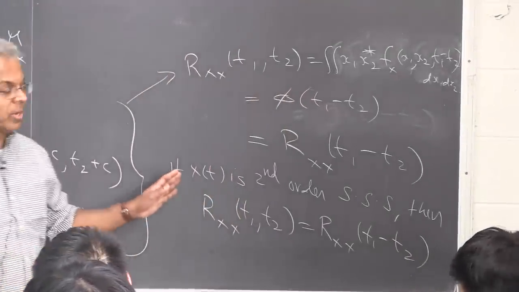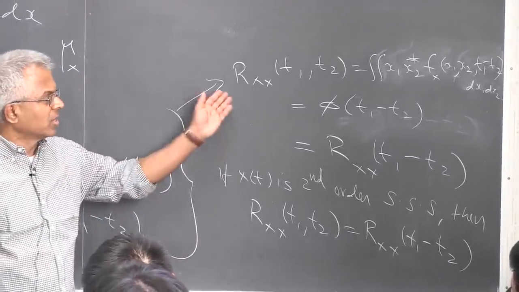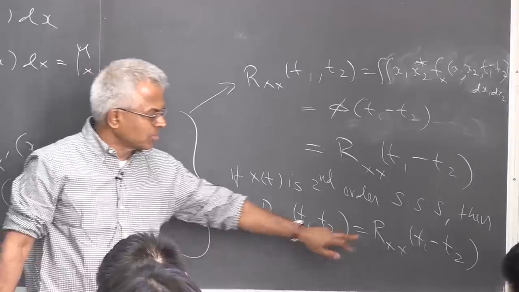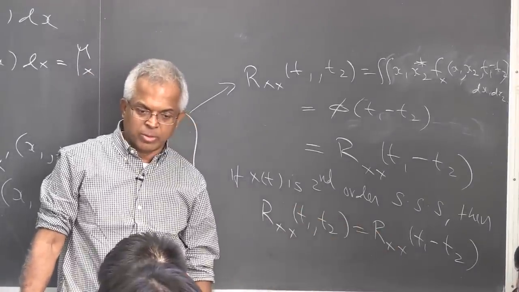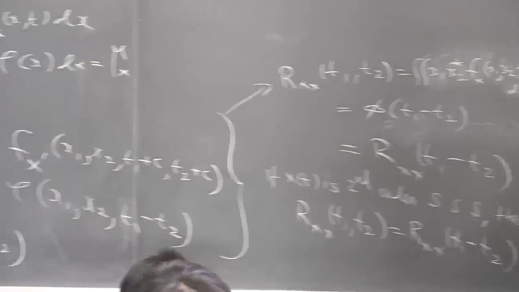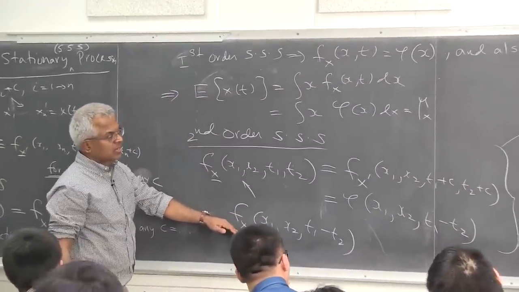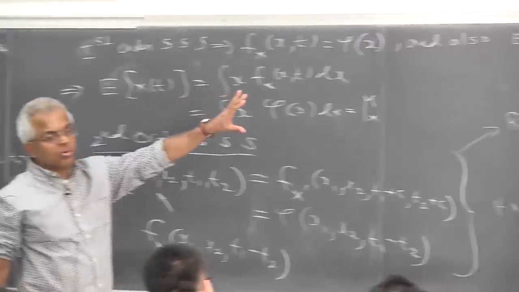So this is a byproduct. Well, the byproduct is that if the process is second order strict sense stationary, then the autocorrelation function is only a function of the difference t1 minus t2. Okay, so this is the definition of strict sense stationarity, and those are two consequences.